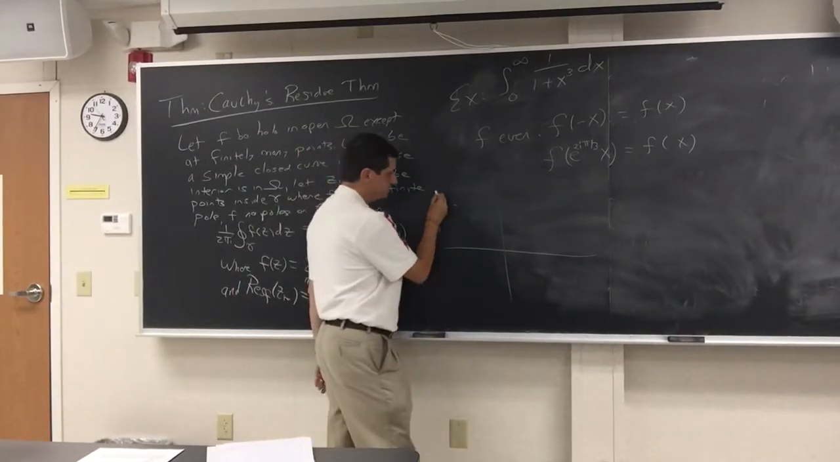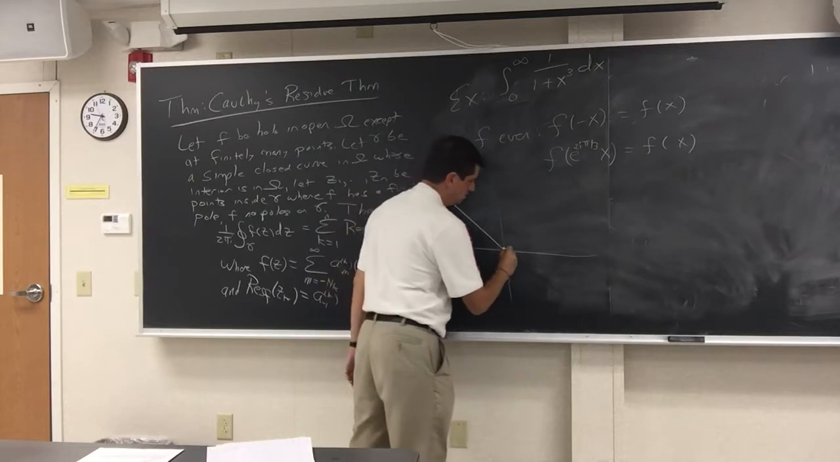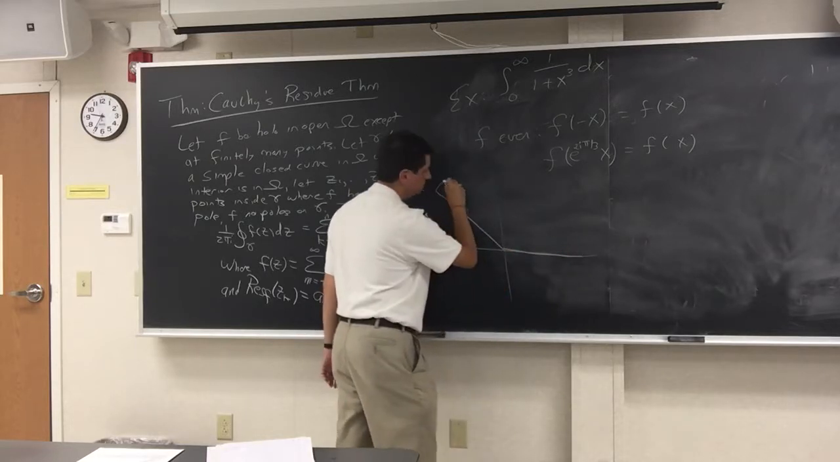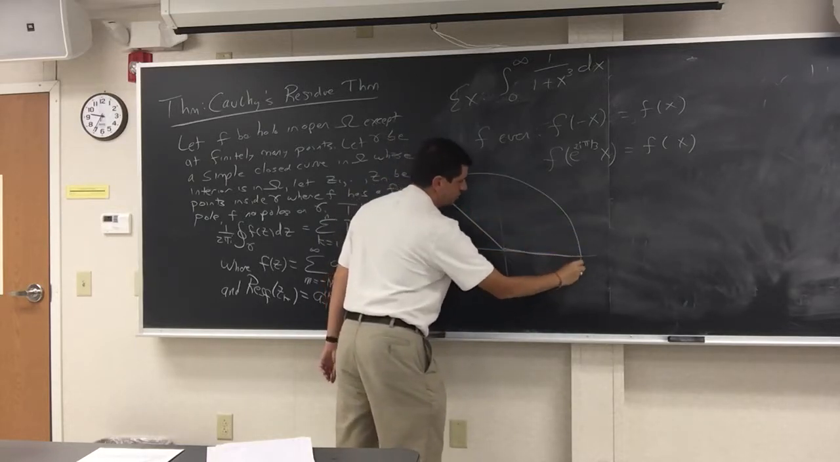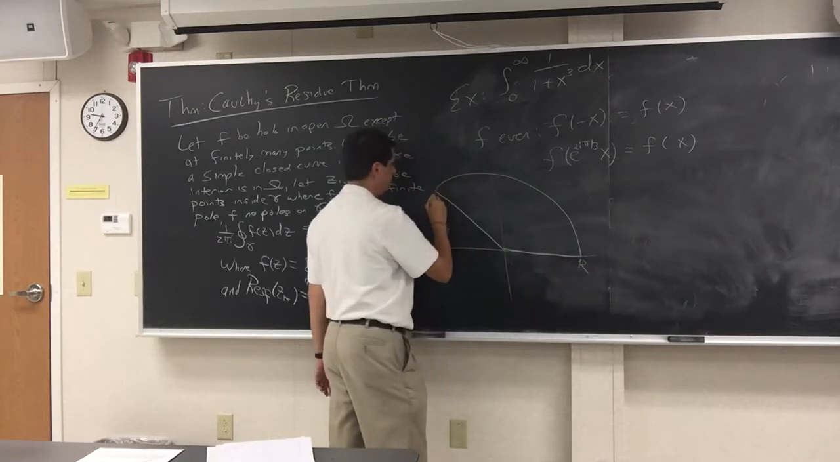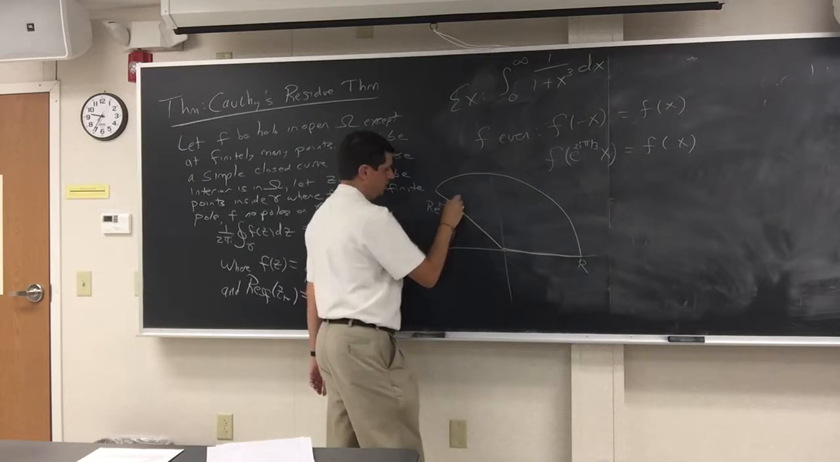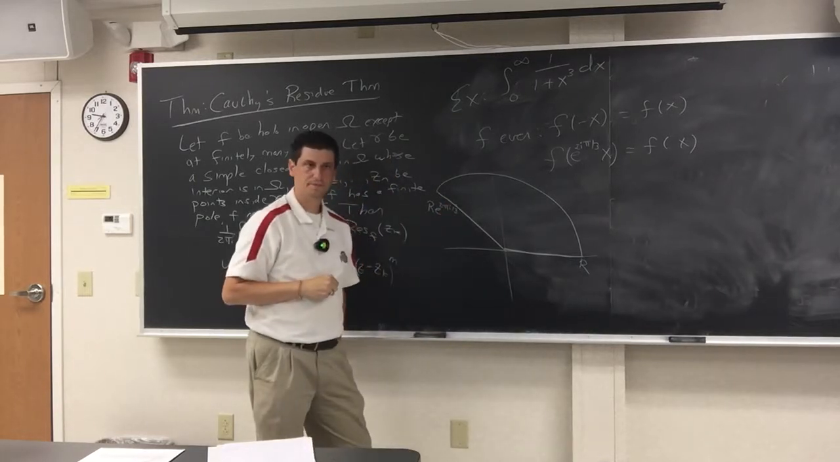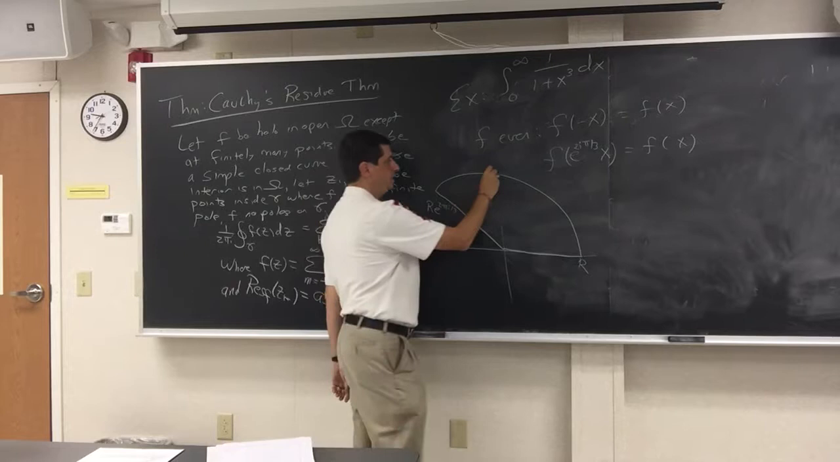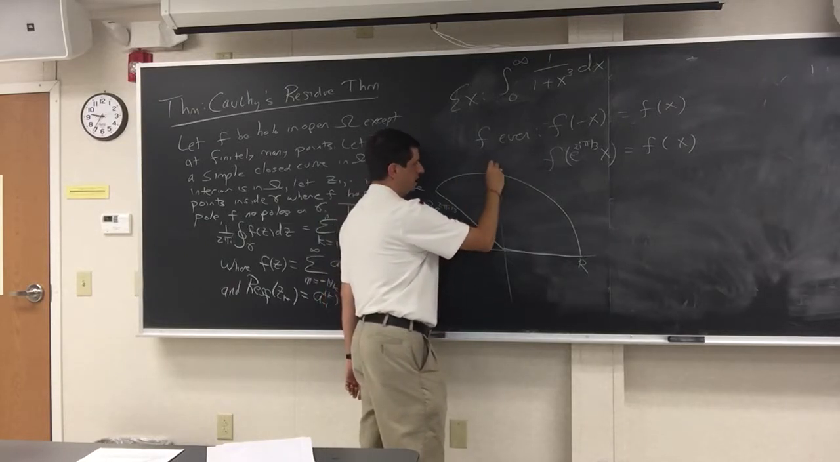So what I'm hoping this motivates is choosing this as your contour. R, and this point over here would be R e to the 2 pi i over 3. This point over here would be, I think, i times R.